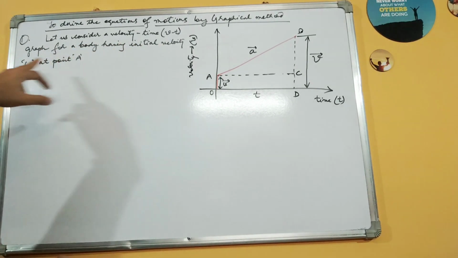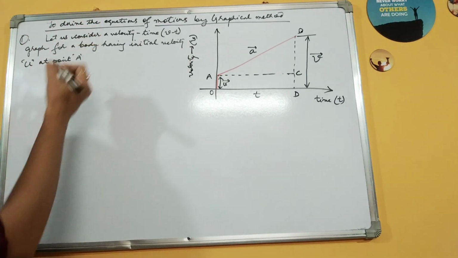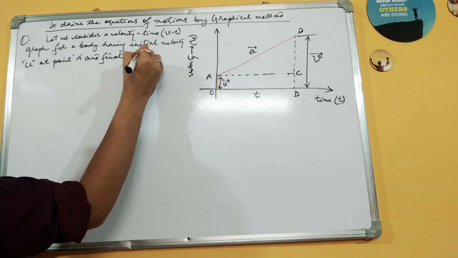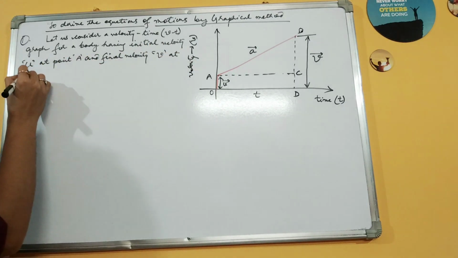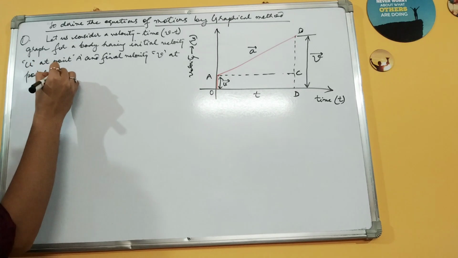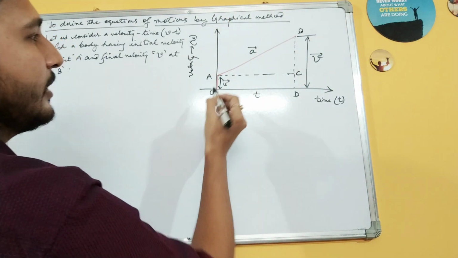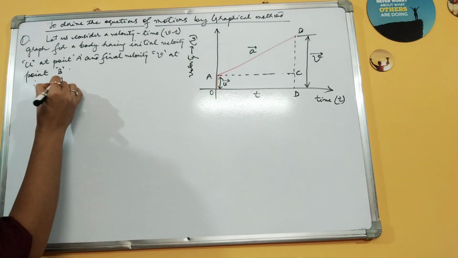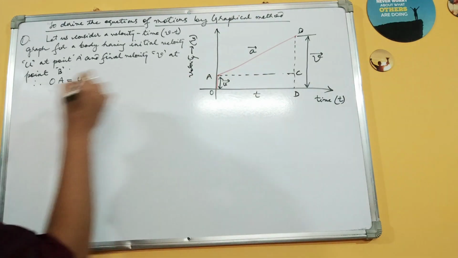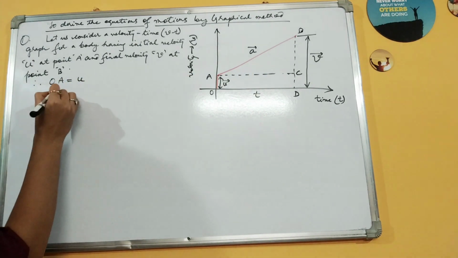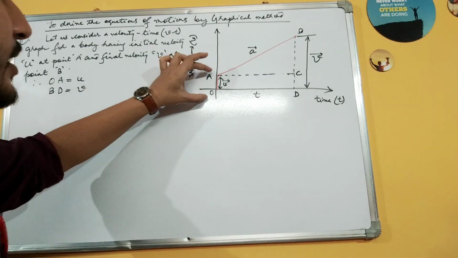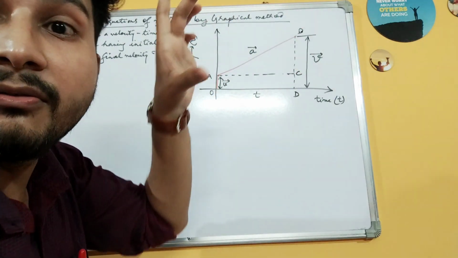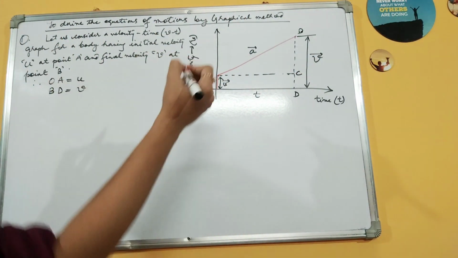Okay, initial velocity u at point A, and final velocity v at point B. वहां पे जाके final velocity reach किया, मतलब this is u, this is v. Okay, therefore you can write OA is equal to u and BD is equal to v. OA is equal to u and BD gives you v.